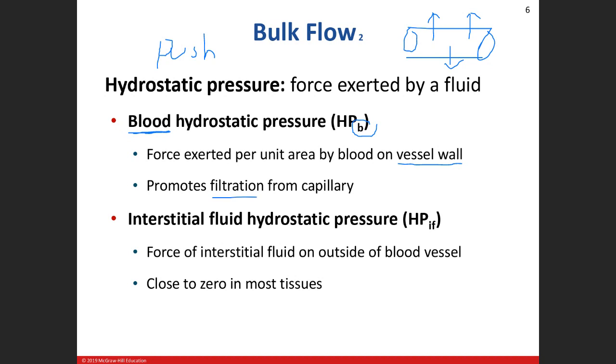Okay? Conversely, you have what's called interstitial fluid. All right? When you think of interstitial, think of tissue. This is the amount of pressure that's going to be pushing in on the wall. It's virtually zero, so we really don't consider it. Okay? Tissues just don't have that much pressure. So this is from the interstitial fluid pushing on the outside of the blood vessel wall. Pretty much zero.